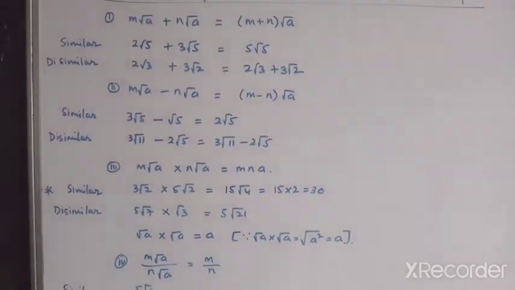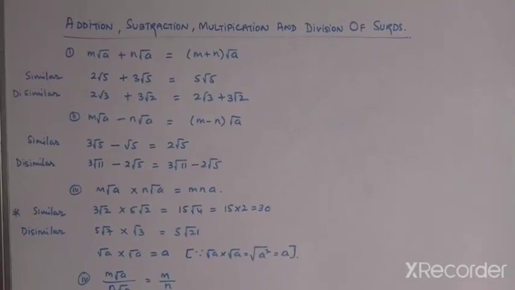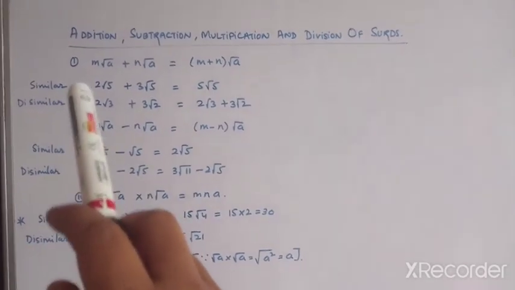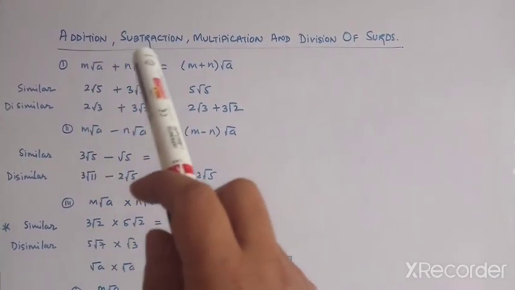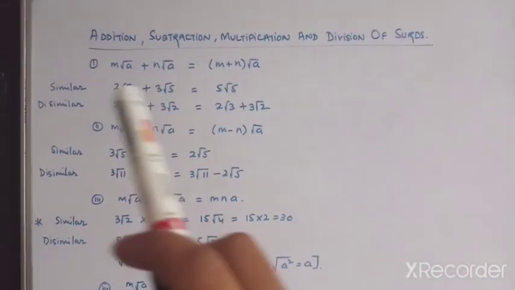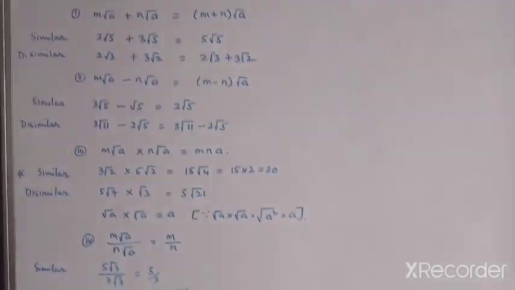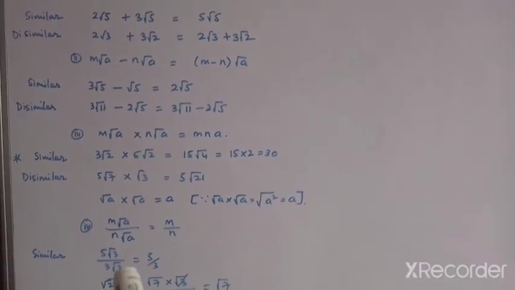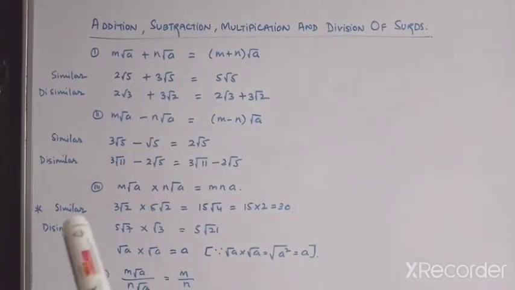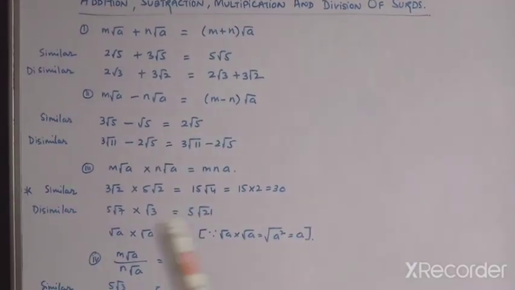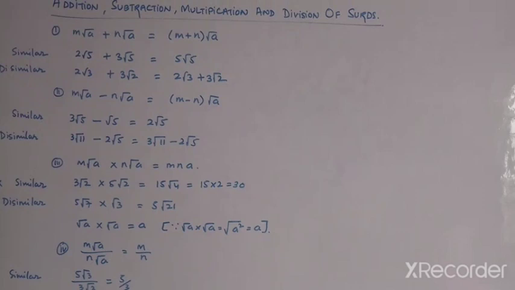Now from here you can see that only with similar surds we can add, subtract and divide. Only with similar surds you can add, subtract and divide, but multiplication can be done with any surds, similar as well as dissimilar.